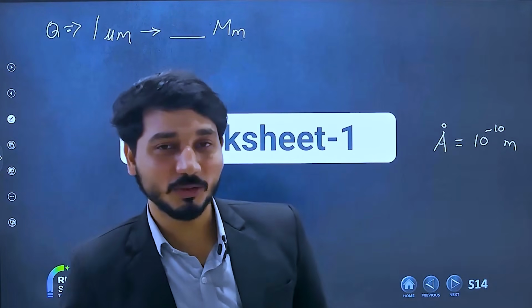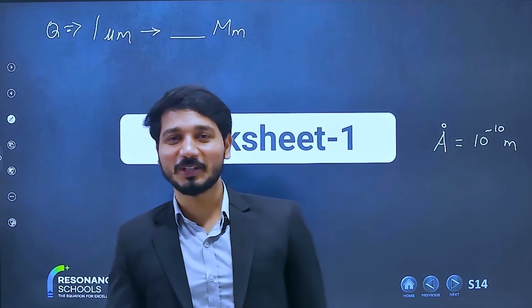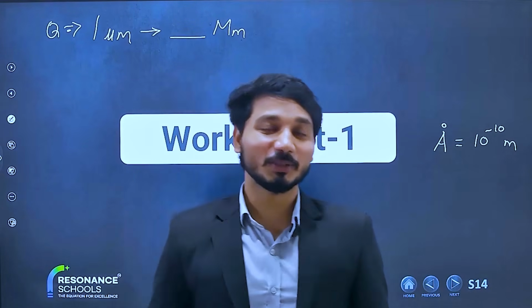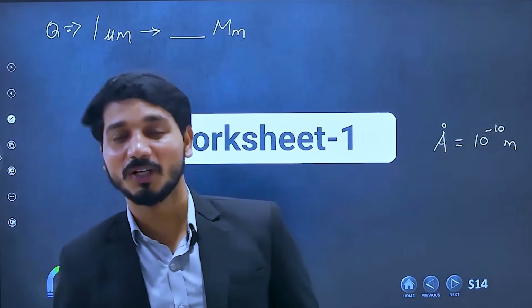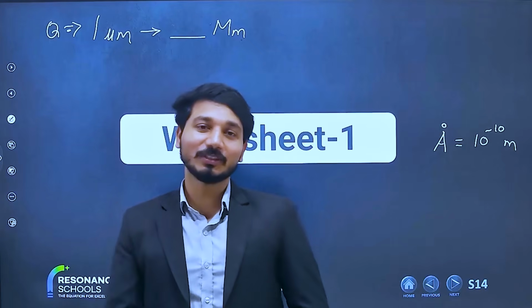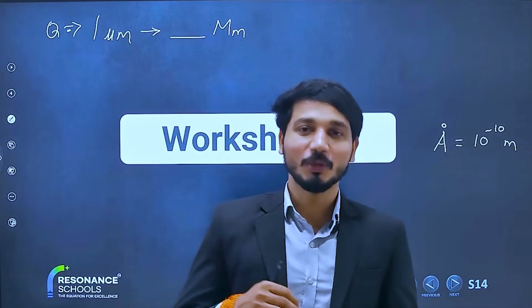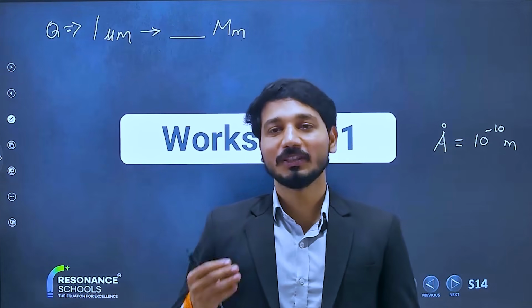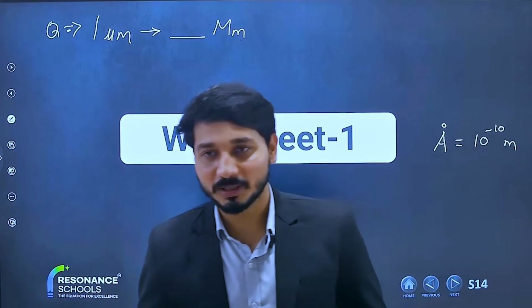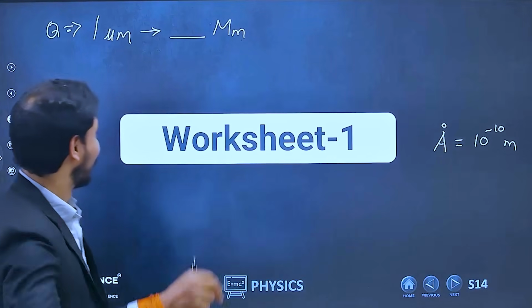1 micro is equal to how much? It is 10 to the power minus 6. 1 centi is equal to how much? 10 to the power minus 2. 1 femto is equal to how much? 10 to the power minus 15. 1 atto is equal to how much? 10 to the power minus 18. 1 pico is how much? 10 to the minus 12. These all things you should remember, right?